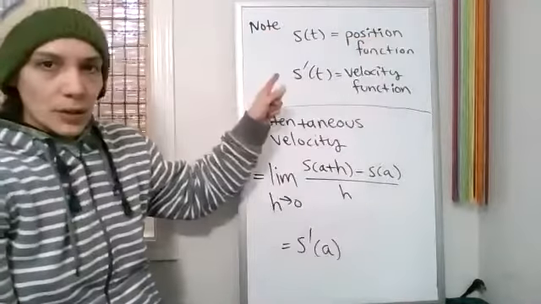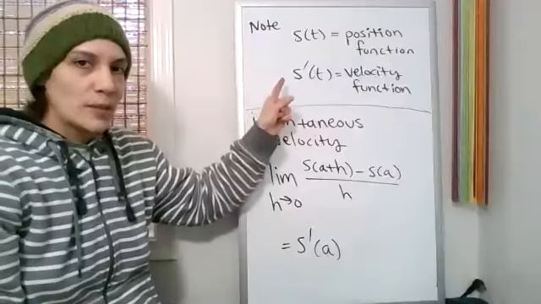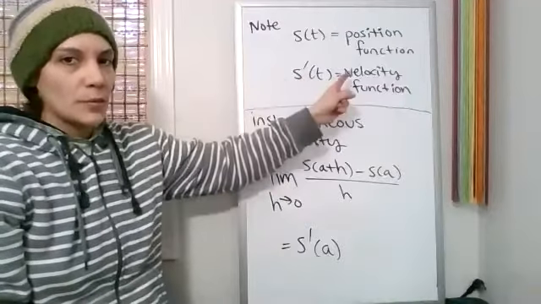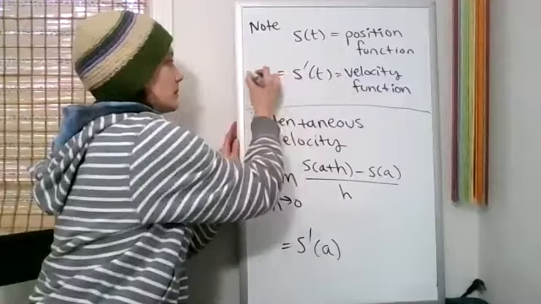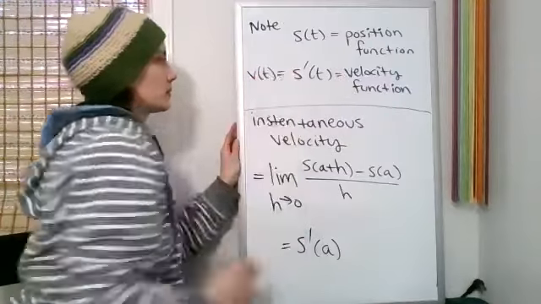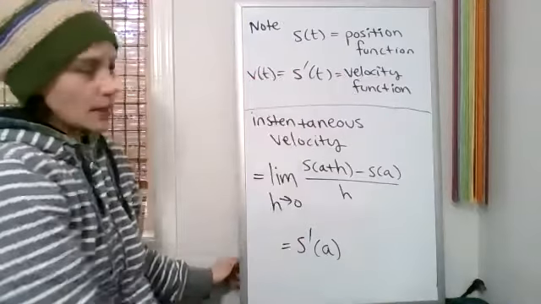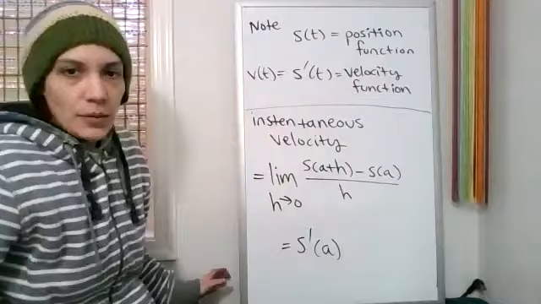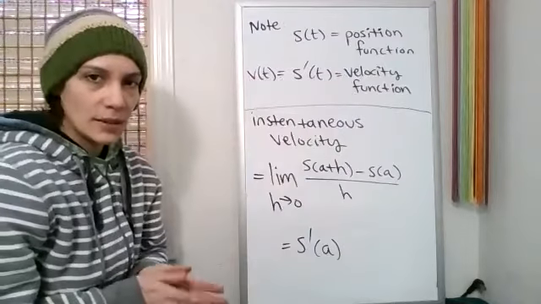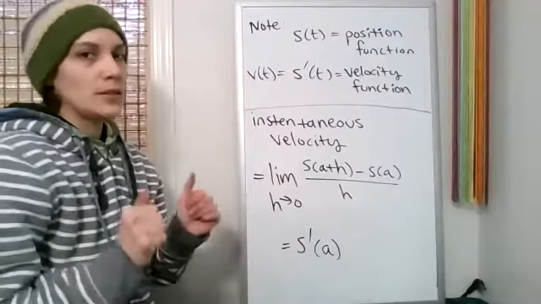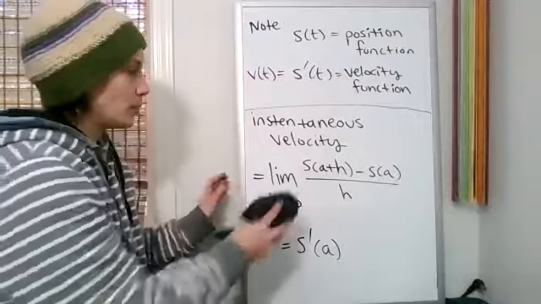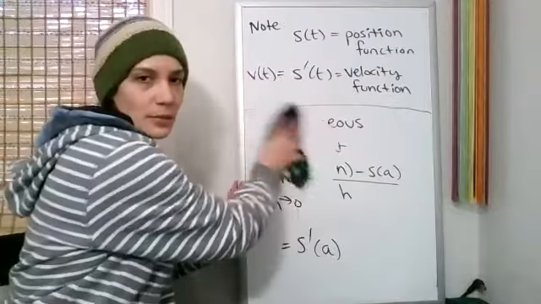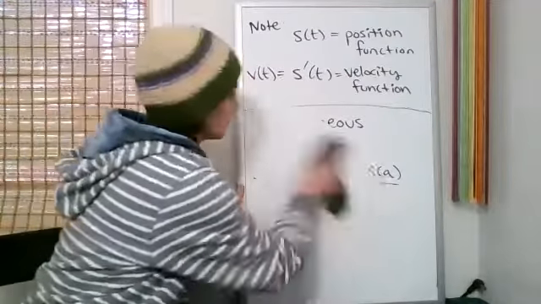Okay, and also this function, s prime of t, for velocity, we call it v of t. While we're here, we're just going to write this down. We'll get to it soon. But if you take the derivative again, which is coming up, I don't know exactly which chapter, but we'll get there.